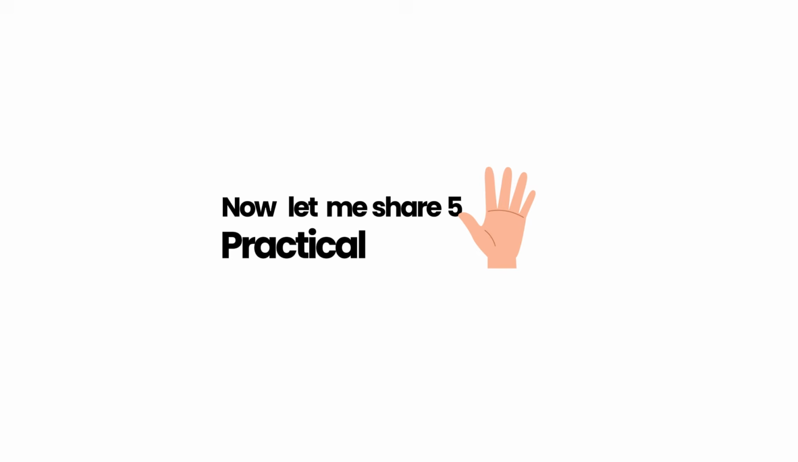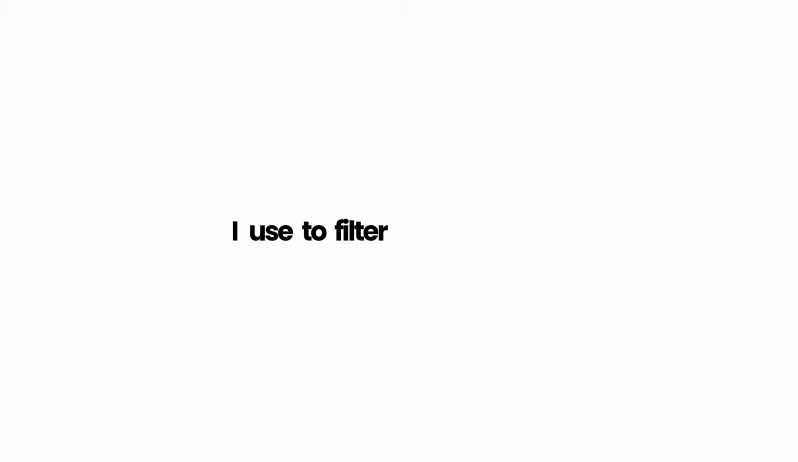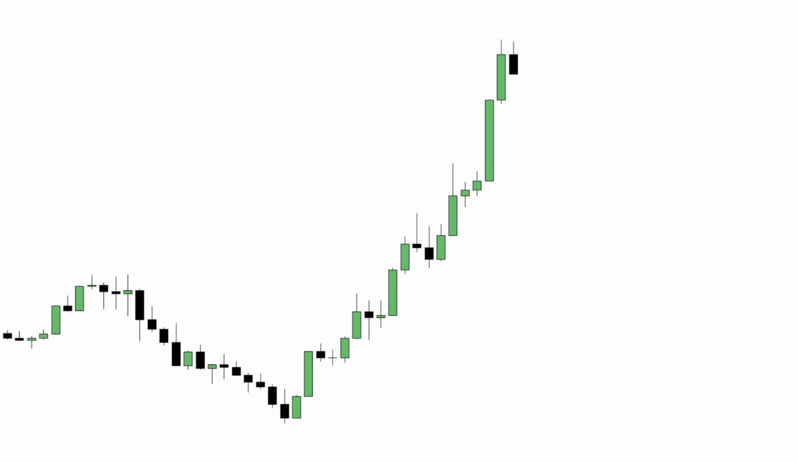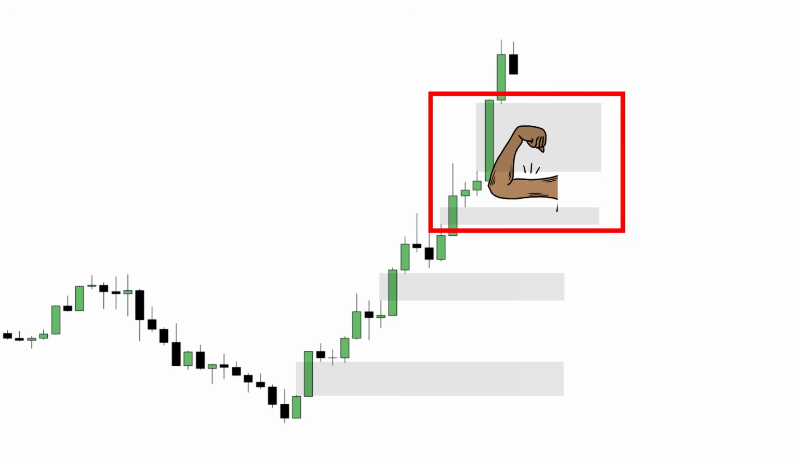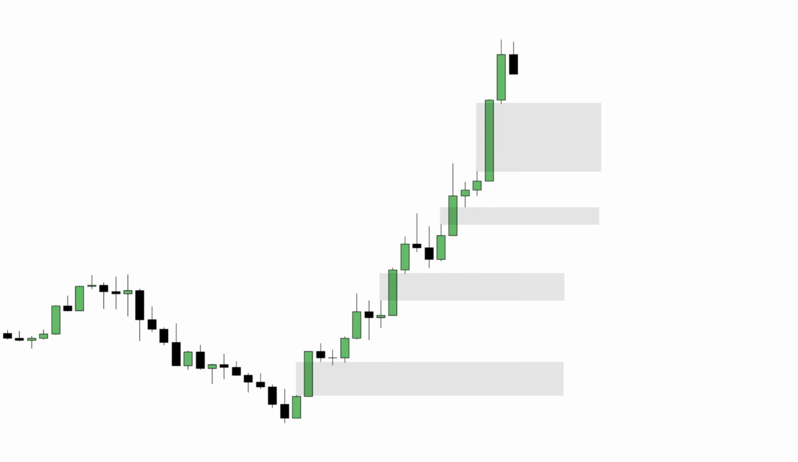Now let me share 5 practical techniques I use to filter out the noise and focus only on the highest probability fair value gap setups. Tip number 1, prioritize the right fair value gap. On this chart, we have multiple bullish fair value gaps at different price levels. The lowest fair value gap is always the strongest and should have the highest priority, while the highest fair value gap is the weakest and should have the lowest priority. In an ideal scenario, you should always look to trade the lowest bullish fair value gap possible.